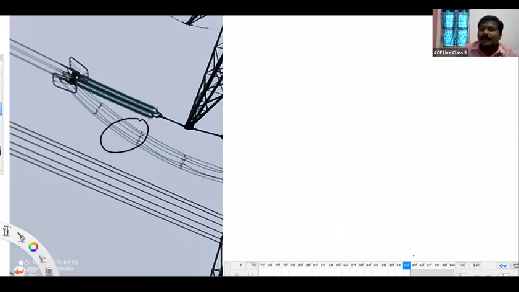So it's a 765 kV line, and it's not Anaconda. Anaconda means all the conductors should be in touch. That's the Anaconda, but this is not Anaconda, it is a bundle. So it is a 765 kV line.